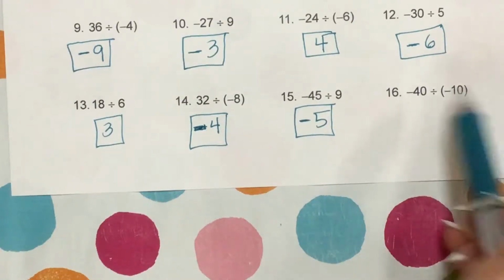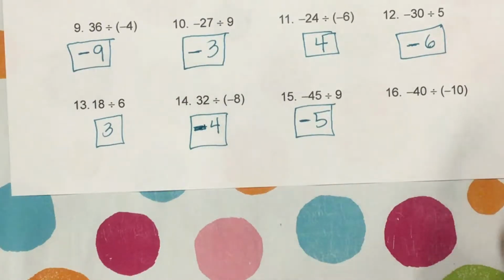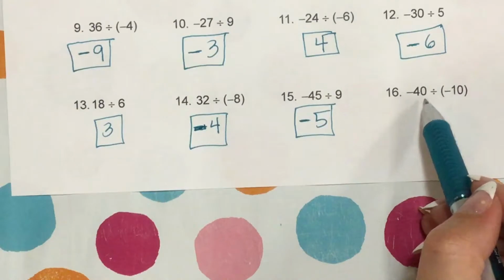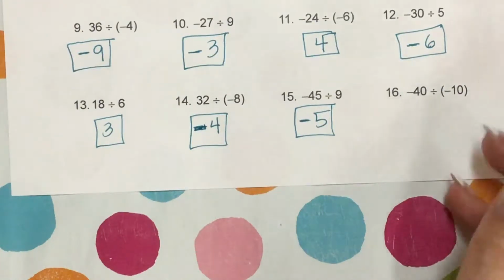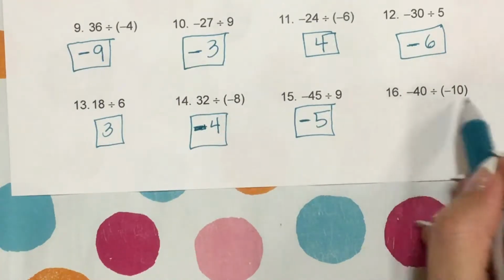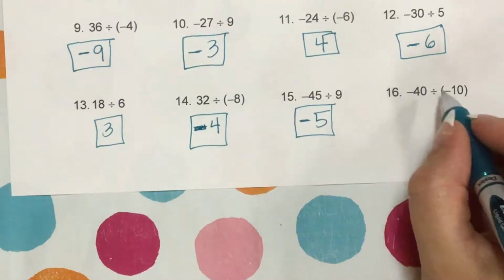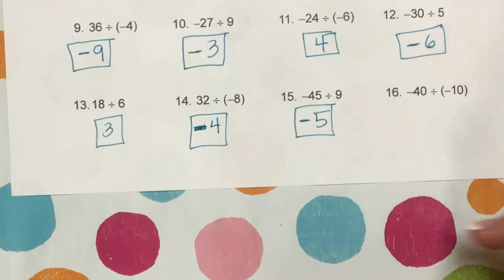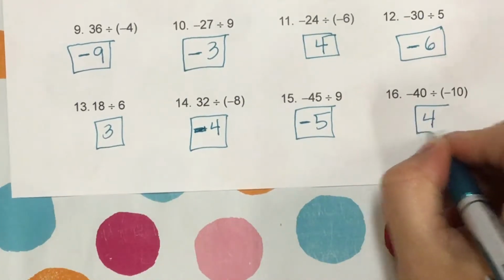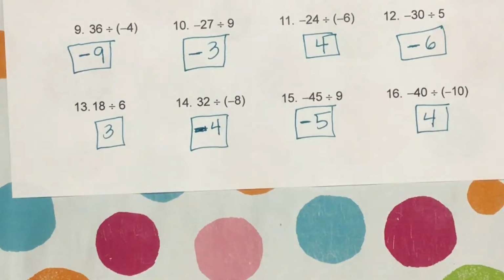Number 16, we have negative 40 divided by negative 10. So we have a negative divided by another negative. Since the signs are the same, our answer ends up being positive. So we basically have 40 divided by 10. 10 goes into 40 4 times, and that would be our answer. So that's how that works.